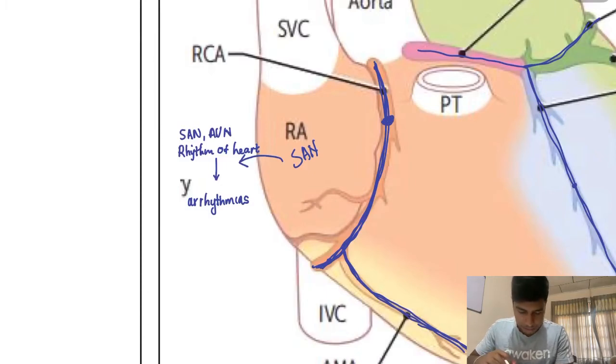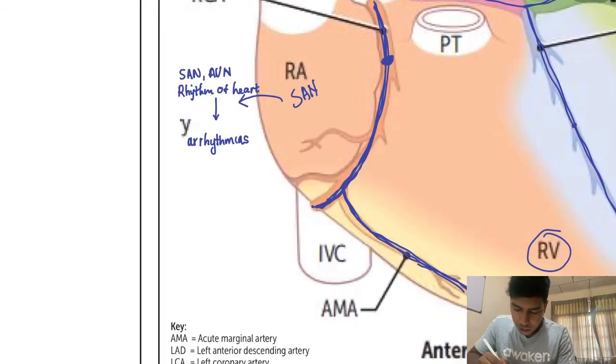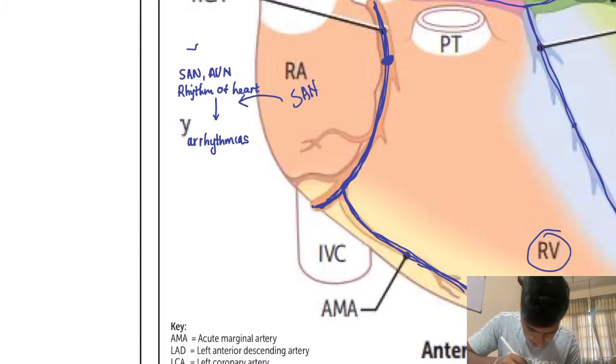Next, I want you to understand this part. Let's say there is a block in the supply to the sinoatrial node and the AV node. These control the basic rhythm of the heart. They control the normal rhythm of the heart. As you remember from physiology, there's the P wave, Q, R, S, and a T wave. P, Q, R, S, T wave.